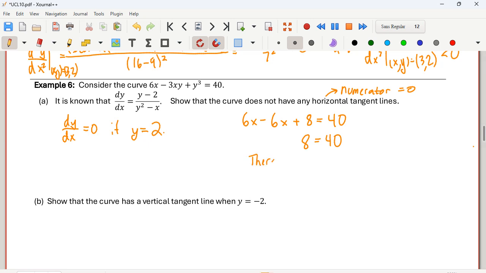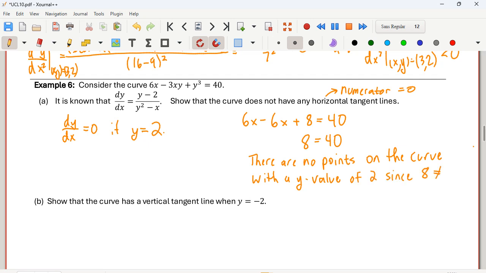There are no points on the curve with a y value of 2. This isn't standard, anything that I'm writing. I'm just kind of coming up with this off the top of my head, but I think it's going to be pretty good. There are no points on the curve with a y value of 2, since 8 does not equal 40. Last time I checked.